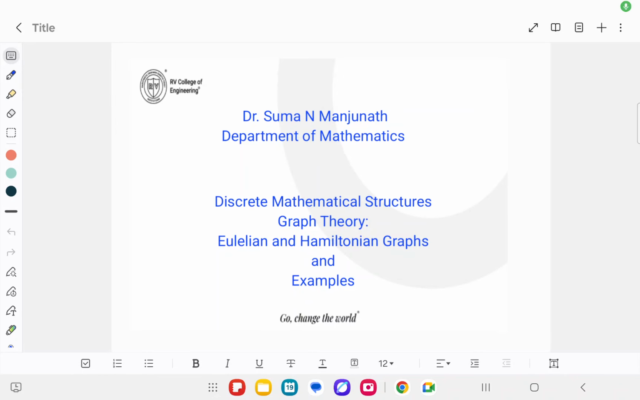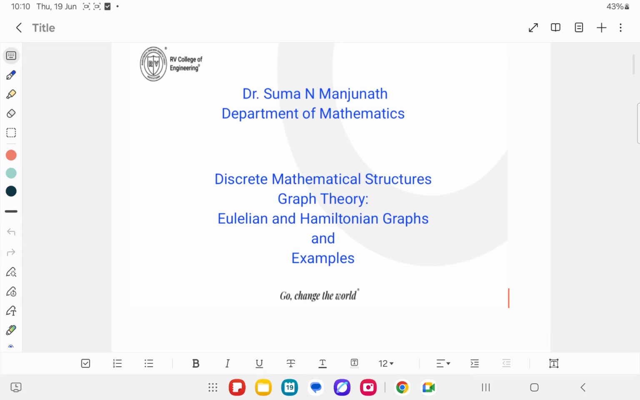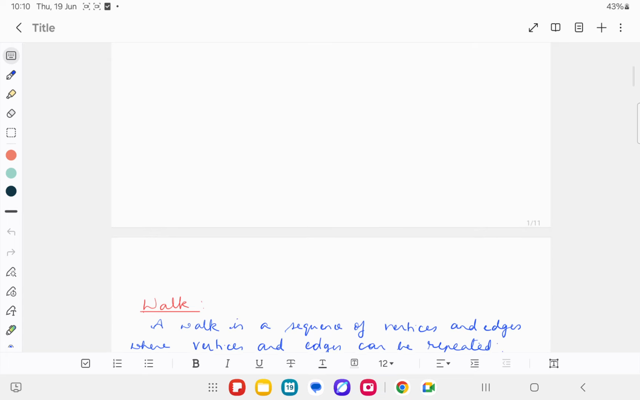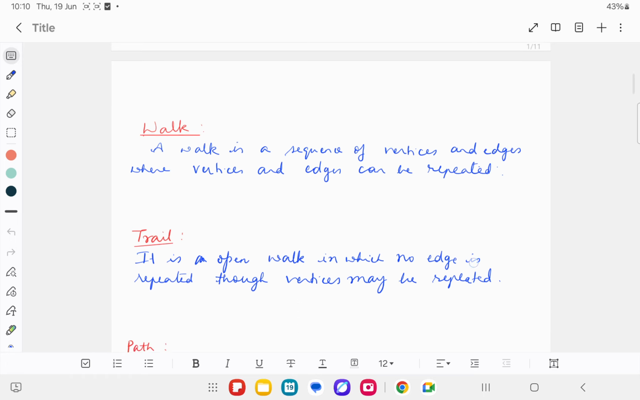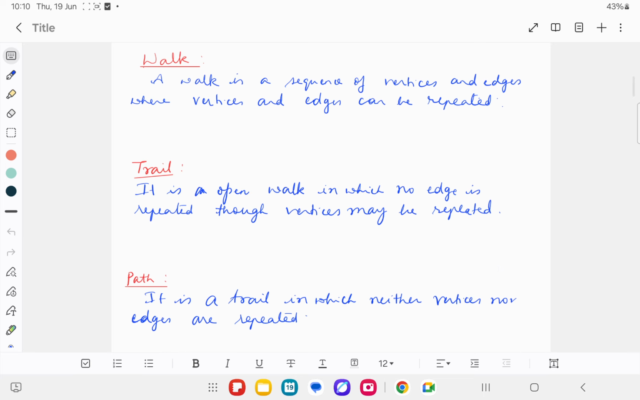Hello students, in this video we are going to learn Eulerian and Hamiltonian graphs and a few examples. Before going to the definitions of Eulerian and Hamiltonian graphs, let us first recall what a walk, trail and path are. We all know that a walk is a sequence of vertices and edges where vertices and edges can be repeated. Also we have seen a few examples on this.